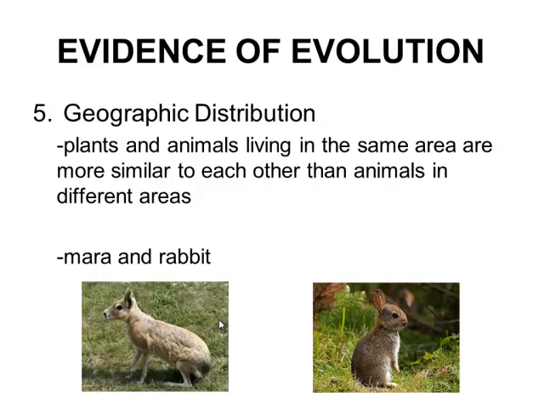If you notice on this screen, we have a mara and a rabbit. The mara is the cousin to the rabbit. The mara is found in South America. The rabbit is an English rabbit. And they occupy the same niche. They're herbivores. They behave similarly. They have similar reproductive styles. But they have their own look based on which continent they're on. So that's geographic distribution. Plants and animals that are in the same area are going to have more in common with each other than with their counterpart in a different area.